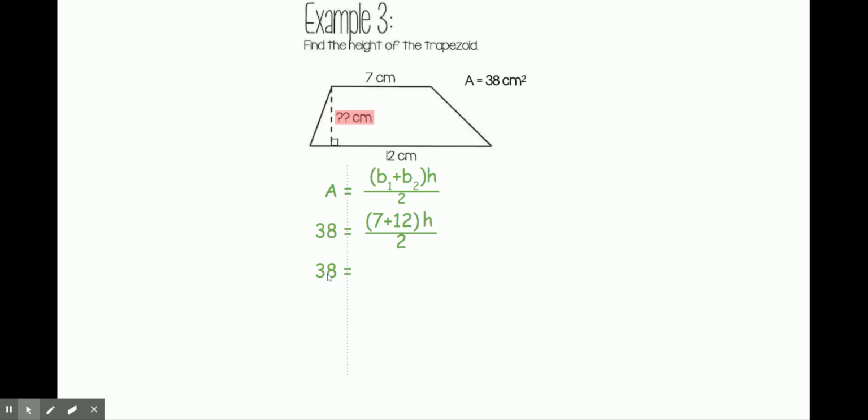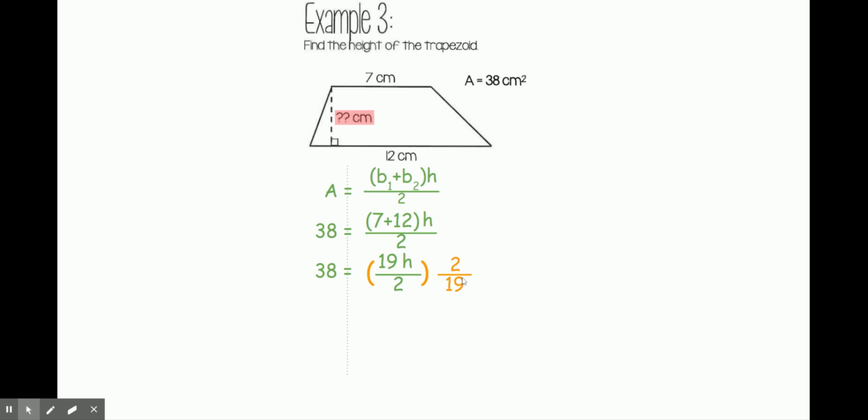This stays the same. It's still 38. We can simplify this. 7 plus 12 is 19, and H is still there, so it's times H divided by 2. What we have here is 19 times H divided by 2. It's kind of a fraction. It's 19 over 2 H. In order to cancel out a fraction, the inverse operation is to multiply this by the reciprocal. So what I'm going to do is multiply this by 2 over 19.